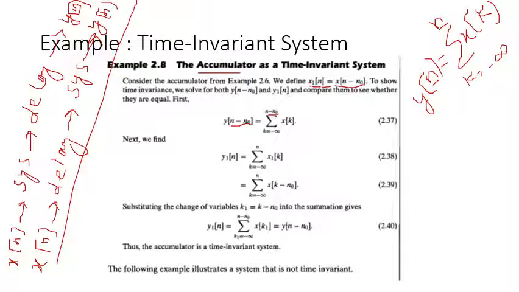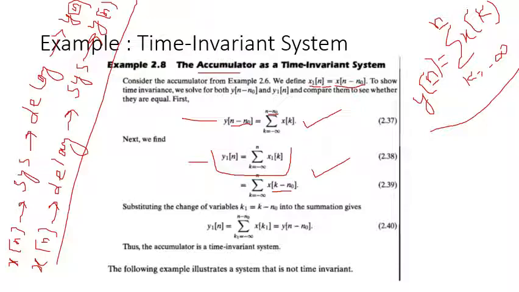Next, this is again the accumulator system which I have written here. Now we have to delay the input. Here we delayed the output, here we are delaying the input. We have delayed the input by replacing k with k minus n naught. Now we have to check whether this output or this output is the same or not. It looks different, but both of these outputs are the same.